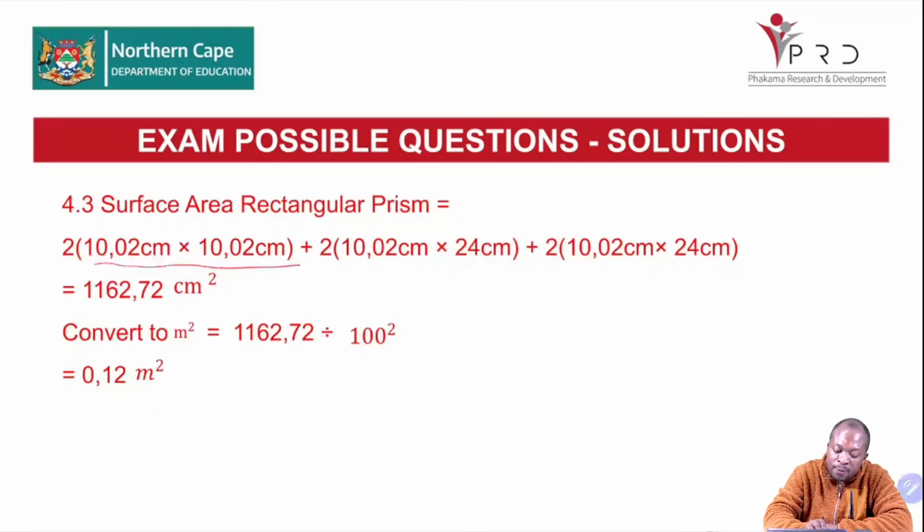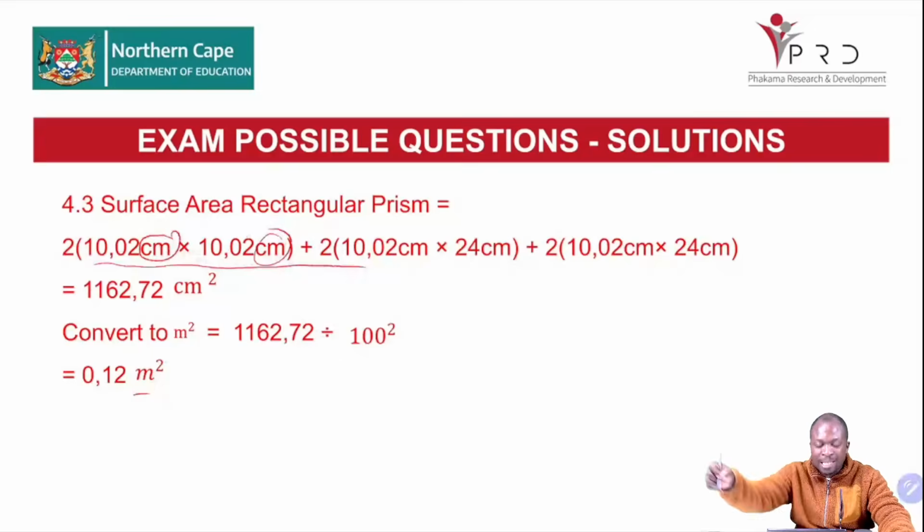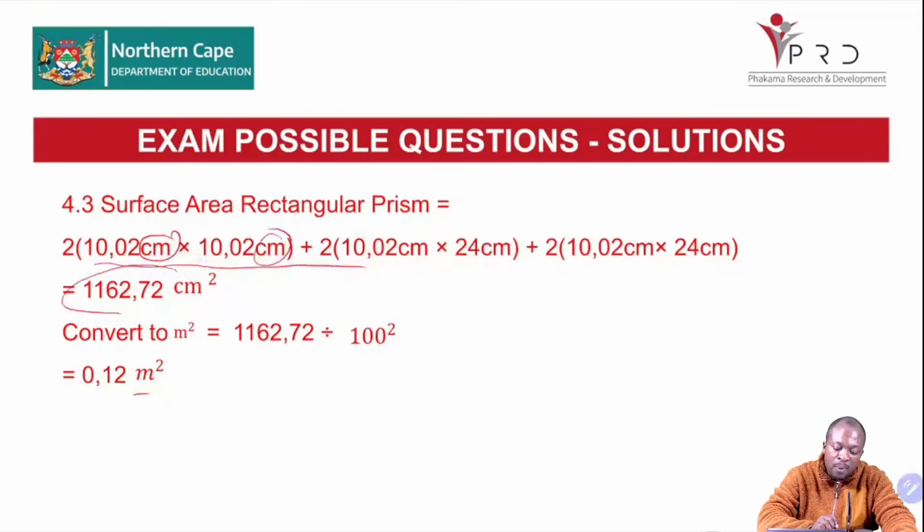Okay, then this formula, what do we do? Once you find the formula in the question and you have all your values, yours is just to substitute. Even if you are writing and you don't include the centimeters, it's fine. You would get it at the end. So you multiply all of them, you're going to get 1162.72 centimeters squared.